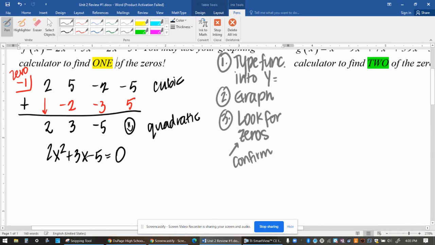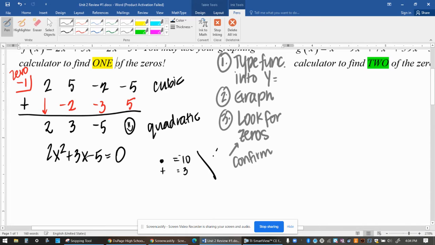Now I'm going to either use the quadratic formula or factor it if possible. Now, if you can factor it, great. If you can't, then you're going to have to use the quadratic formula. Now, this can be factored. There are two numbers that multiply to -10 and add to 3.